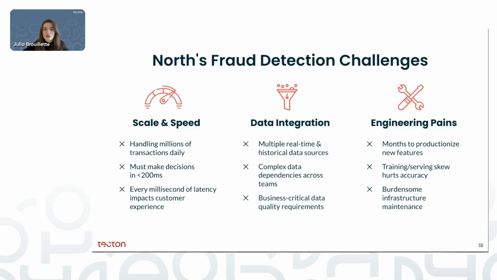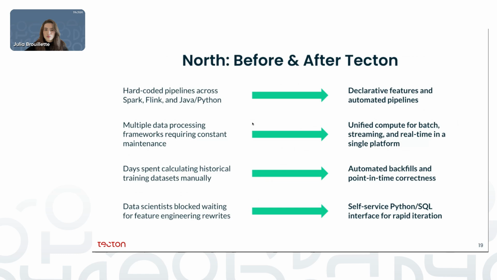On the engineering side, they were spending months building custom pipelines, working across Flink, Spark, all of these different serving layers. It was just a lot to maintain. And like a lot of teams, they were running into that training serving skew problem that we've talked a lot about. And it was really hard also to experiment with new features. But here's how things changed.